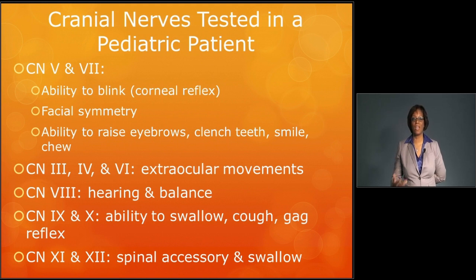So you want to assess, are they able to blink? You're assessing corneal reflex as well. So you just take a cotton and rub it across their eye and see if they respond to that. You're looking for facial symmetry, which could be abnormal in something like Bell's palsy. We don't typically see Bell's palsy in young children, but you could see it in the older adolescent. The ability to raise the eyebrows, clench the teeth, smile, and chew.